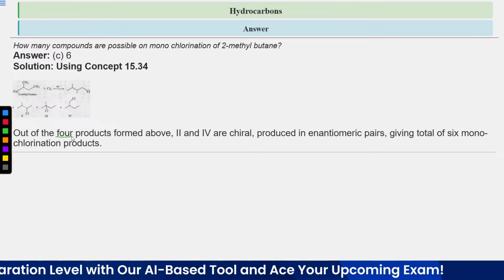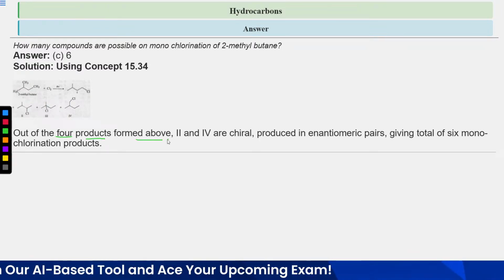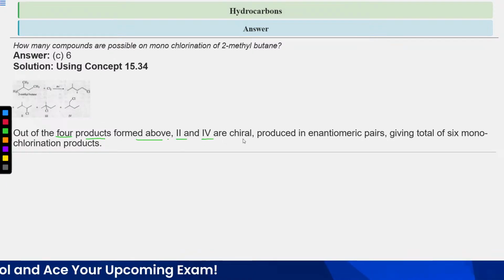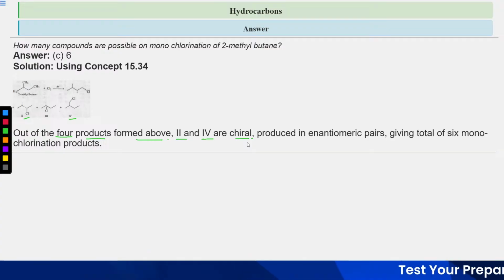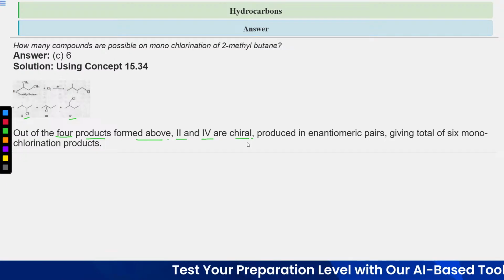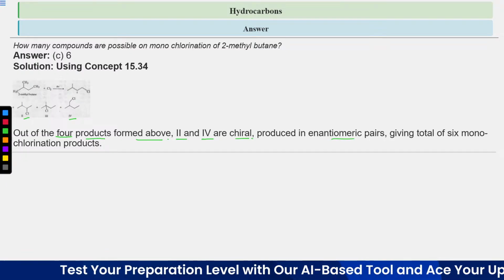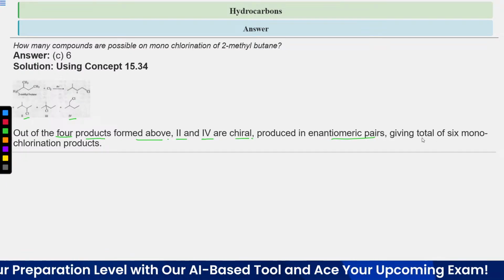Out of these four products formed above, second and fourth are chiral. So they are considered chiral compounds, right? They are chiral, and as they are chiral, they are produced in enantiomeric pairs. That means they have their pairs along with them.